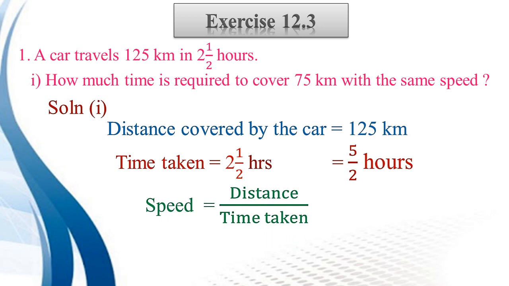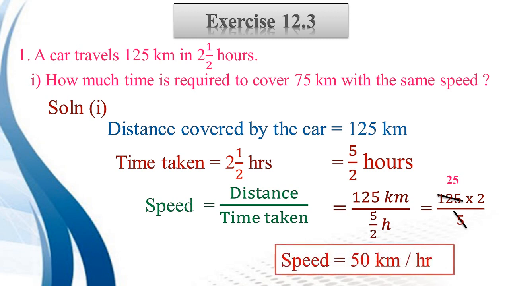Now we know that speed equals distance divided by time taken. Distance is 125 kilometers and time taken equals 5 by 2 hours. So when you simplify this, 1 5 is 5 and 25 5s are 125. So now we multiply, 25 twos are 50.